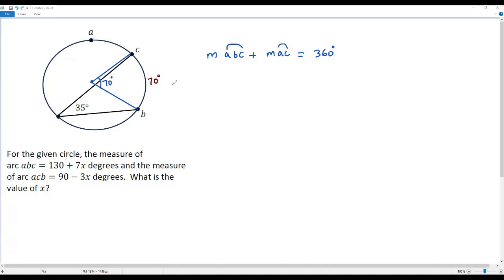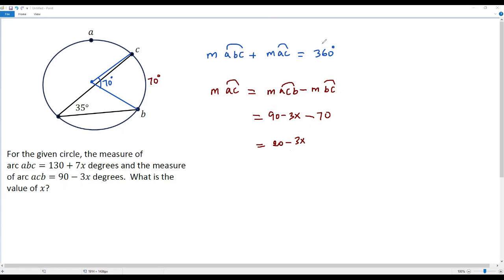Now let's aim to get the measure of arc AC. To get the measure of arc AC, I have to subtract the measure of arc BC from the measure of arc ACB. Let me write it: measure of arc ACB - measure of arc BC. The measure of arc ACB is given over here, 90 - 3x, and the measure of arc BC, just now we got it, is 70 degrees. Let me write 70. Now let's do some simplification. When I simplify 90 - 70, I'm getting 20, and we can write -3x as it is. Here I got the measure of arc AC.